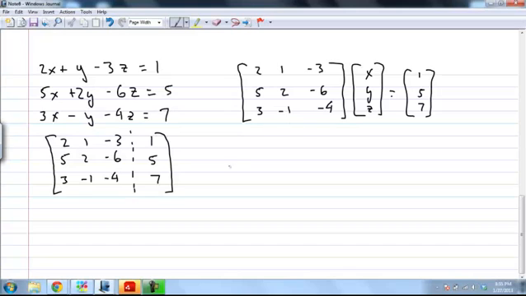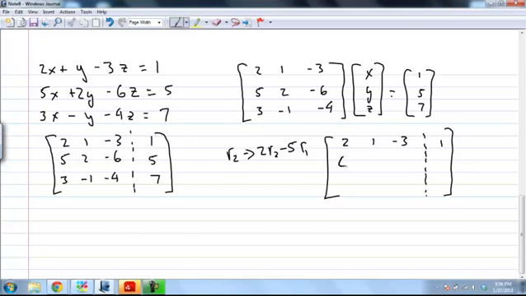And now I can begin my elimination. Now in this case, I'm going to have to form the new row 2 by taking twice row 2 and subtracting from that 5 times row 1. That'll give me a 0 in the 2-1 position.